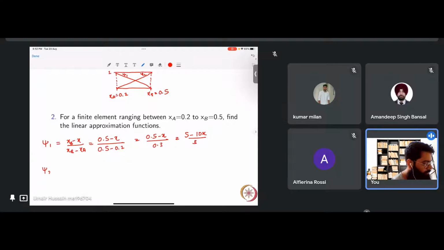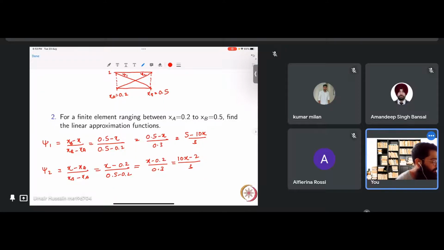And for psi 2 we have x minus x a upon x b minus x a. So we have x minus 0.2 upon 0.5 minus 0.2. Okay, so this would be the shape function.